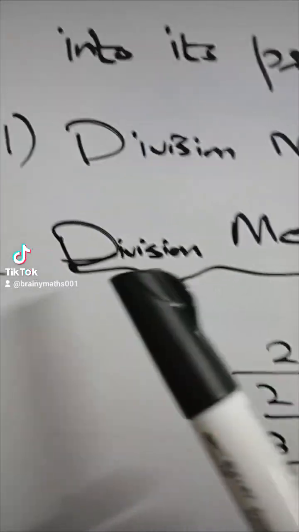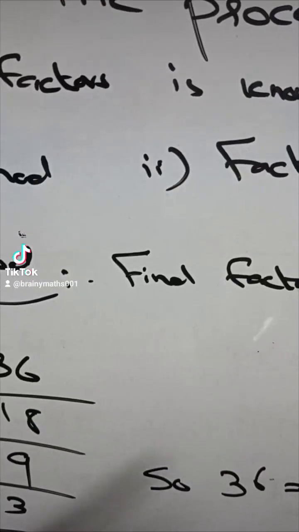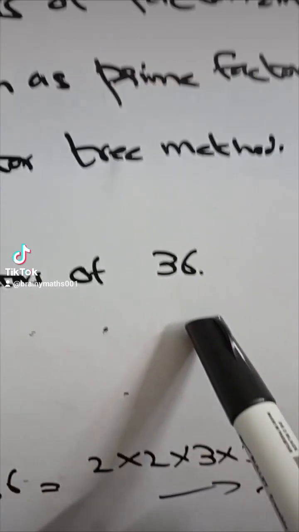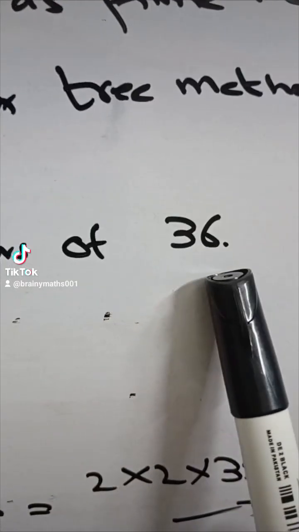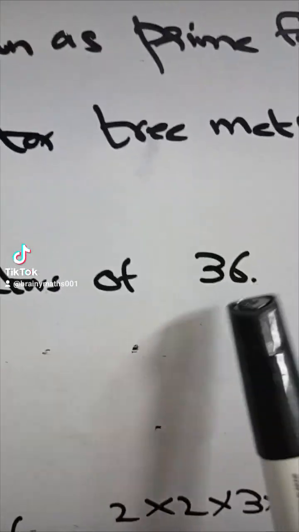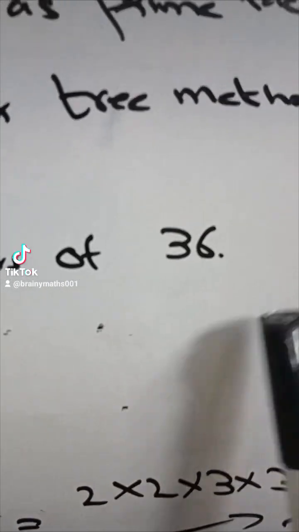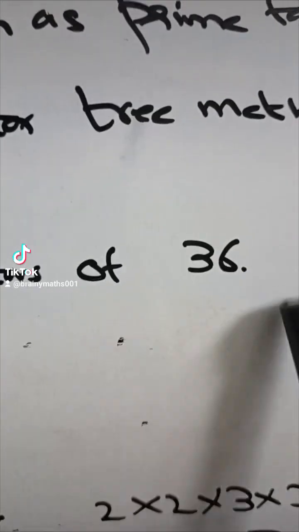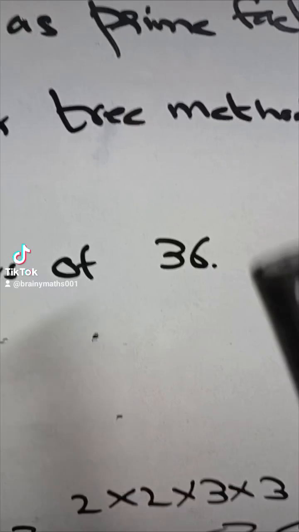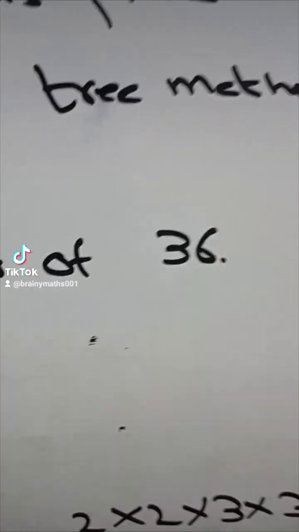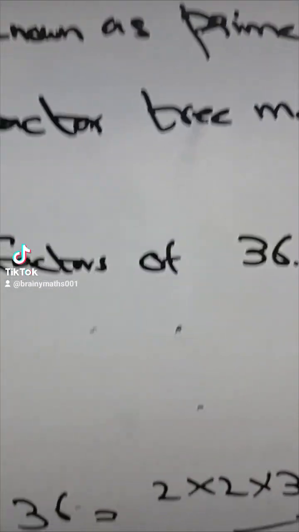Number one, division method. Question here: find the prime factors of 36. Before starting this procedure, you must know two things clearly. Is the number even or odd? If it is even, it must be divisible by 2. If it is odd, it must be divisible by 3. And if it is not divisible by 2 or 3, then we move to 5. Always remember that. Okay, now we start with 36.